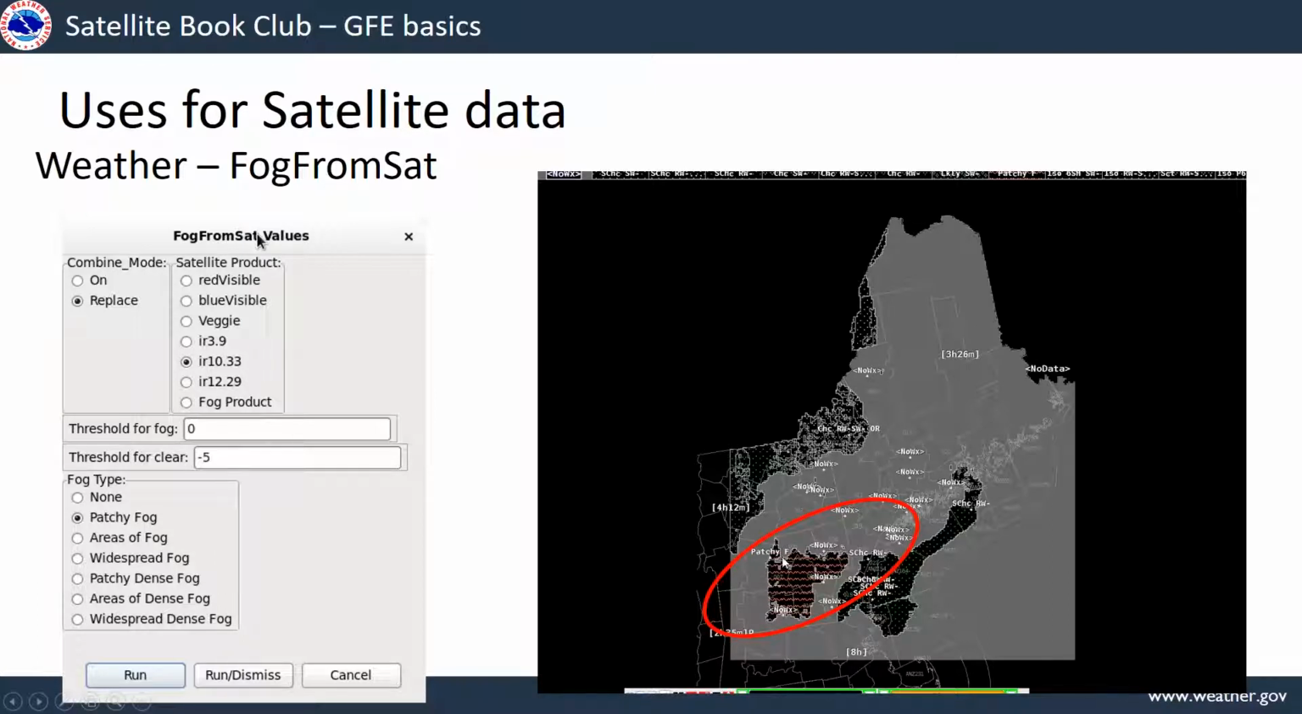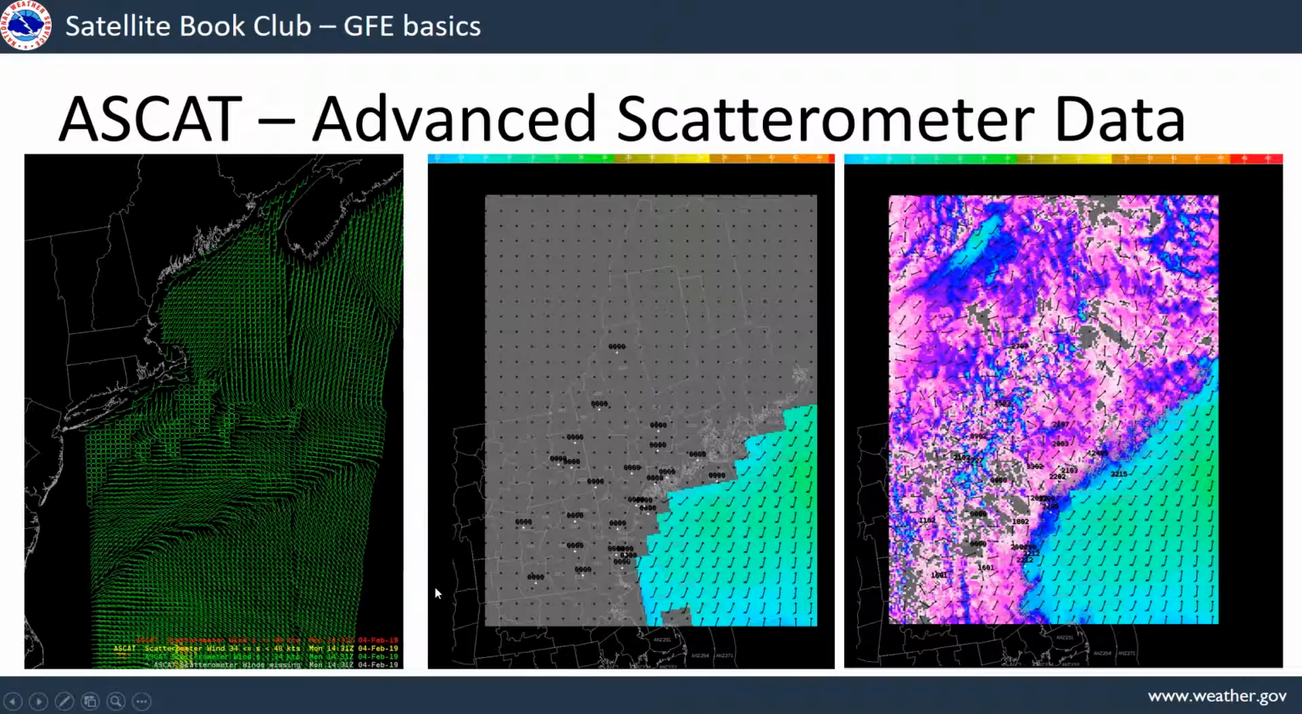This is fog, exactly outlining where my brightness temperatures met my criteria. So that tool is also available on the SCP for use. I reviewed some things that we are doing with the GOES data, which is the main data source that's baselined into GFE. But what about all of the other satellites?